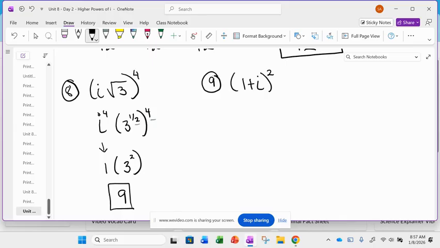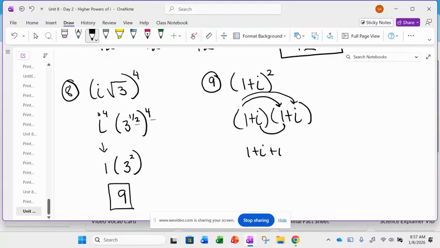Can I distribute this exponent of 2? No, because it's a binomial. So what do I have to do here? Amanda? FOIL out. So we're going to have 1 plus i times 1 plus i. 1 times 1 is 1. 1 times i is i, times 1 is i, times i is i squared, which is -1. Do we agree the positive 1 and the -1 cancel? So i plus i is just 2i.